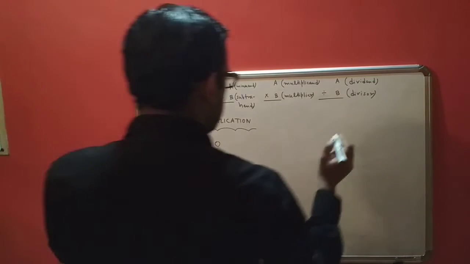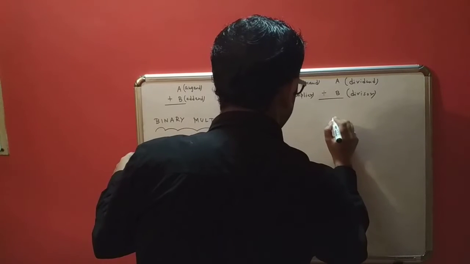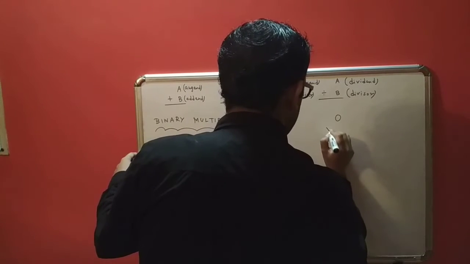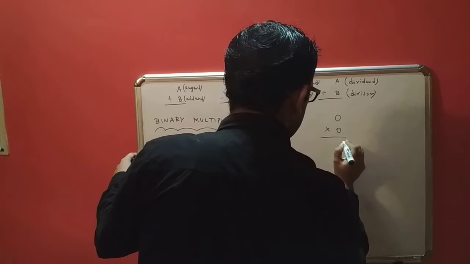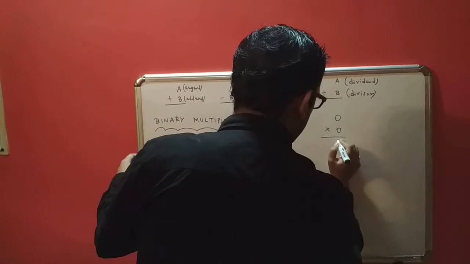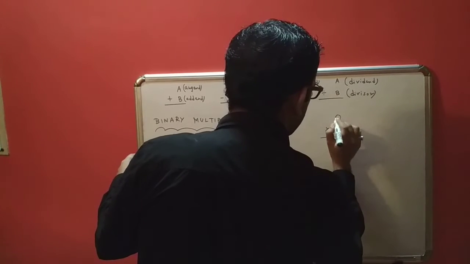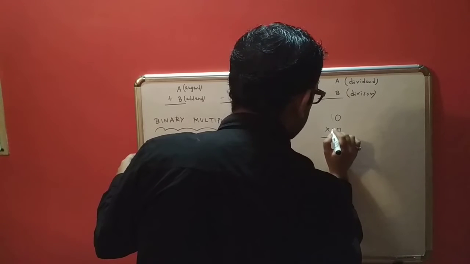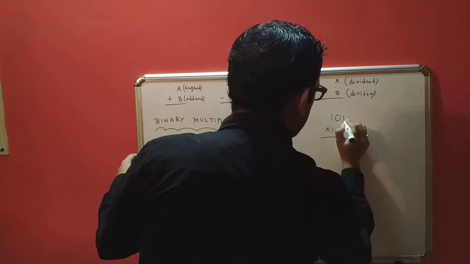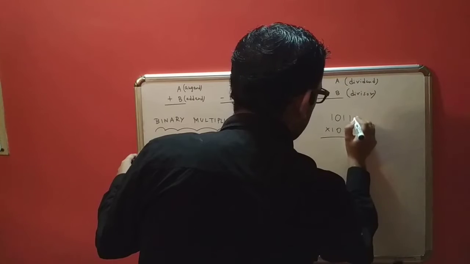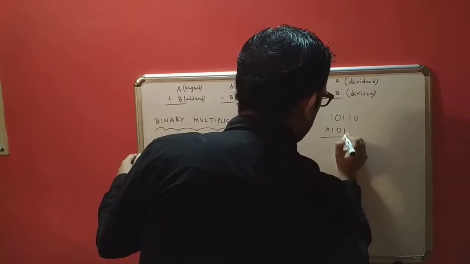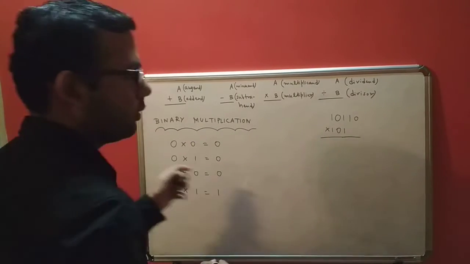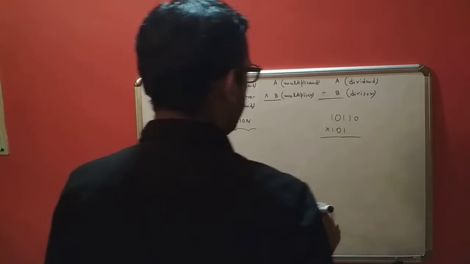So let's take an example. Let's say we have 0 into 0. That would give me 0, right? Okay, that's a very trivial example to say the least. Anyway, let's just extend this. Let's say we have 1 0 1 1 0 into 1 0 1. Okay, so let's see how we can multiply these two binary numbers.